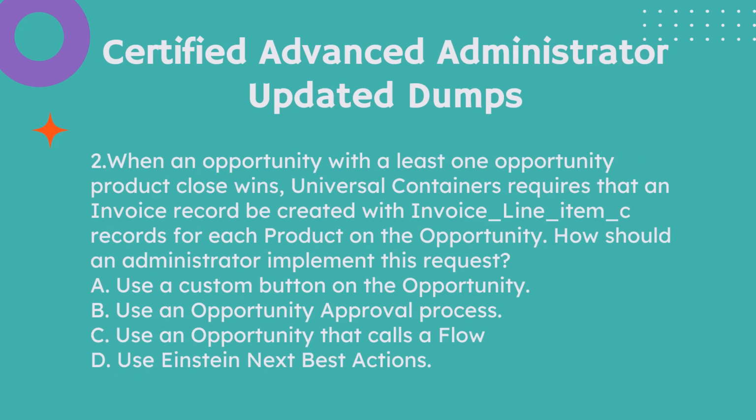2. When an opportunity with at least one opportunity product closes won, Universal Containers requires that an invoice record be created with invoice_line_item__c records for each product on the opportunity. How should an administrator implement this request? A. Use a custom button on the opportunity. B. Use an opportunity approval process. C. Use an opportunity that calls a flow. D. Use Einstein Next Best Actions.